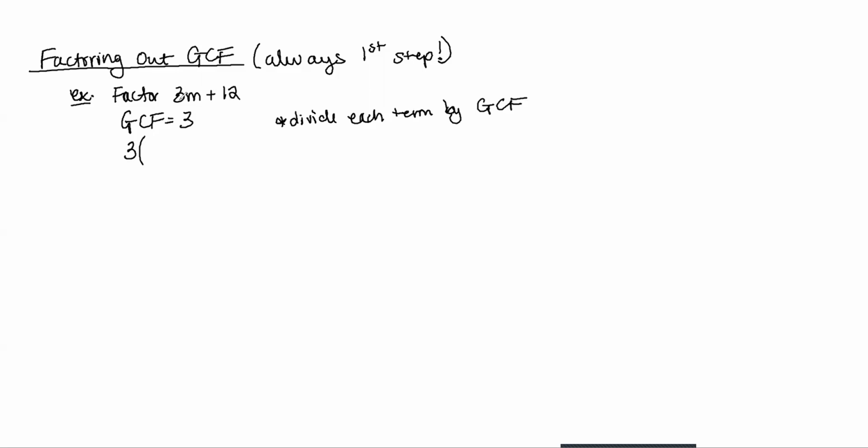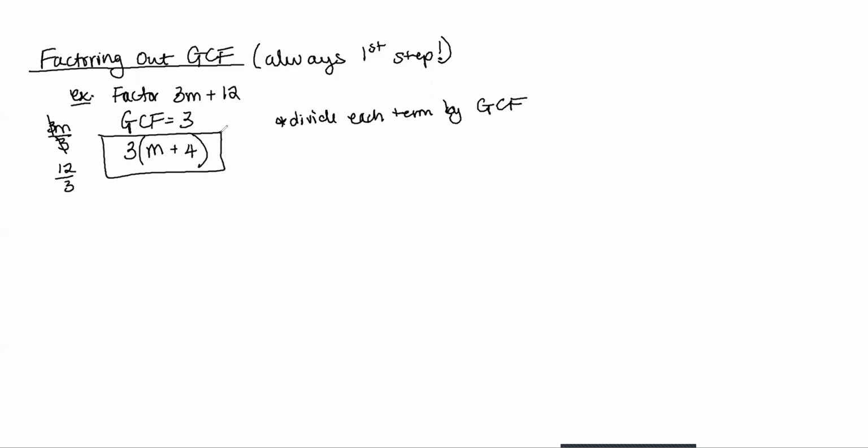So if we look at this first term, we could write it as 3m divided by 3, and if you notice those 3's cancel, so we're left with an m. The other way to think about it is you're getting rid of this 3, you're taking it out, so the only thing we're left with is the m, plus, bring over that sign, 12 divided by 3 is 4.